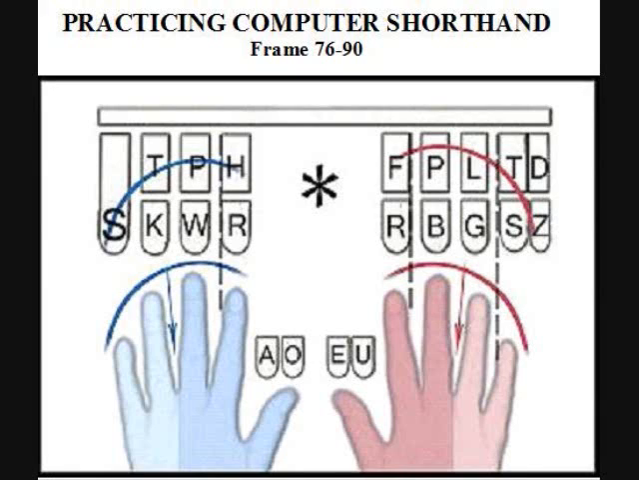Okay, this is the 6th tape in Practicing Computer Shorthand, and it covers study frames 76 through 90. The first one is 76, a conflict resolution stroke for the left hand.